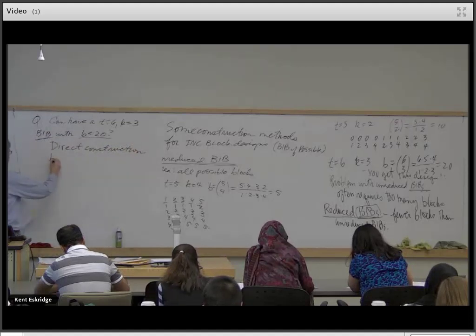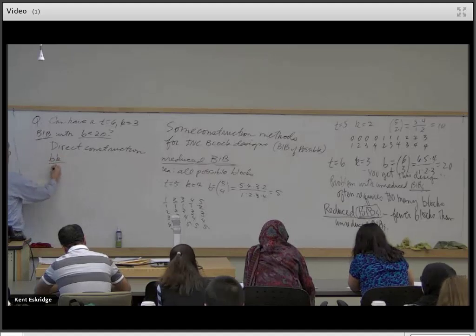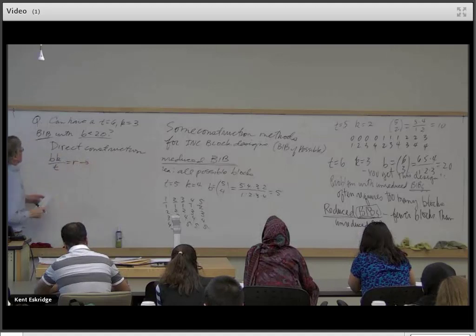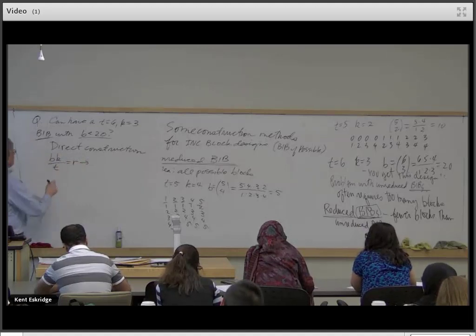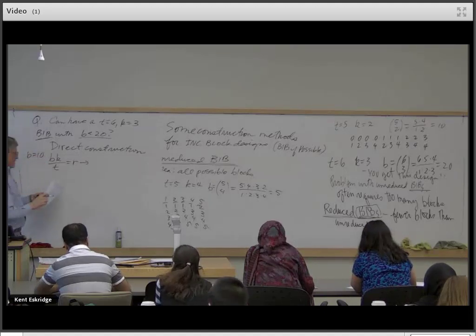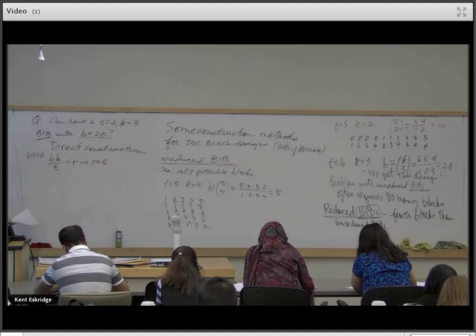One of the BIB conditions is that BK is equal to RT, so I can rewrite that. So BK equals RT, I can rewrite it this way. So this means in my example, if I have, let's say, B equals 10, then what does that mean? If I have B equals 10, then R is equal to 5. Can I get my balance in this case?